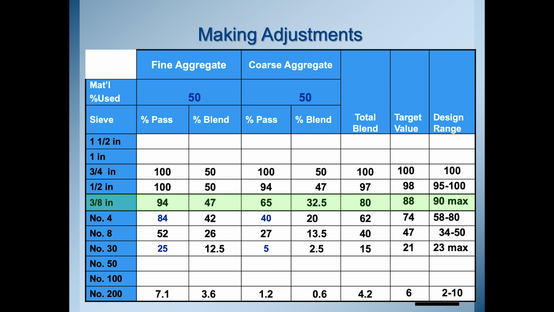So how do we do that? How are we going to make this adjustment? Well, let's pick just one sieve. We don't need to do all of them at one time. In fact, we wouldn't be able to actually make the adjustment we need. Let's pick the 3/8" sieve, and that's the one where we had a total blend of 80 with a target value of 88, and we're going to make our adjustment based off of this 3/8" sieve.